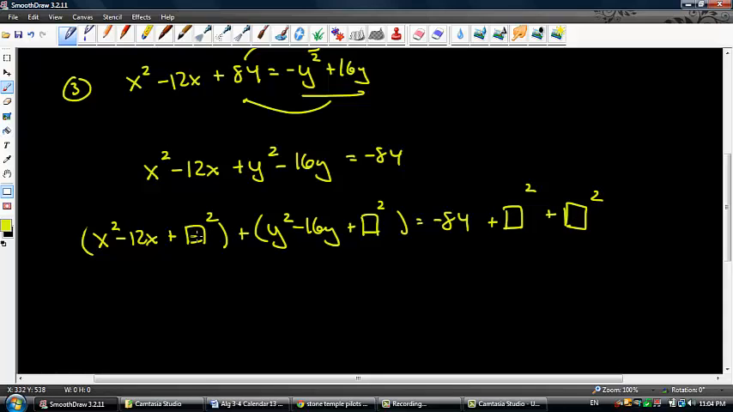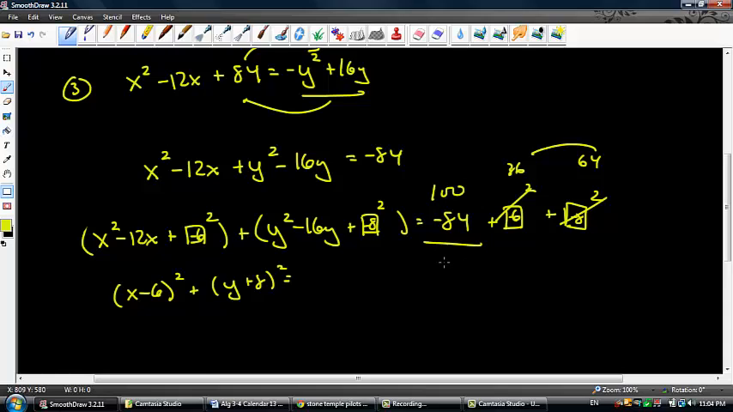Half of negative 12 is negative 6. Half of negative 16 is negative 8. I get (x minus 6) quantity squared plus (y plus 8) quantity squared equals... I have no idea what these are. This is negative 6, negative 8, so this is 36, 64. Together they form 100. 100 minus 84 is 16. So my center is at 6 comma negative 8. My radius is 4.